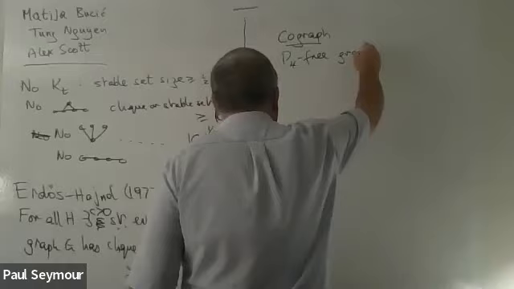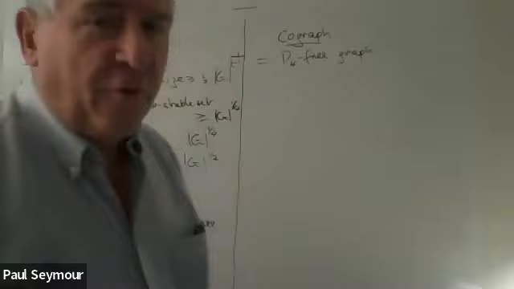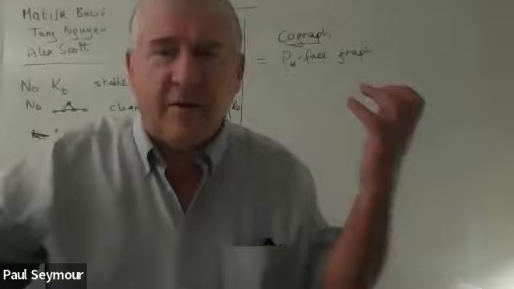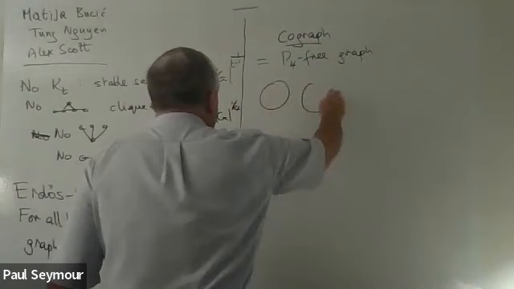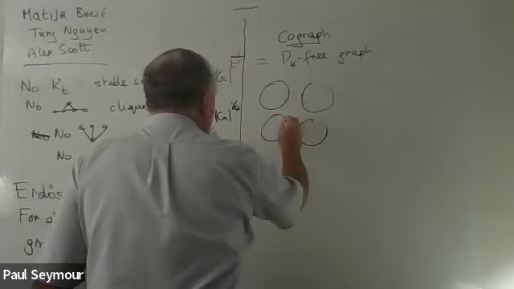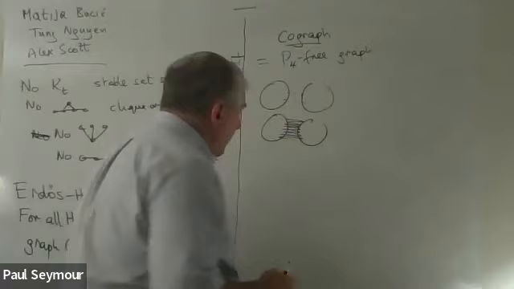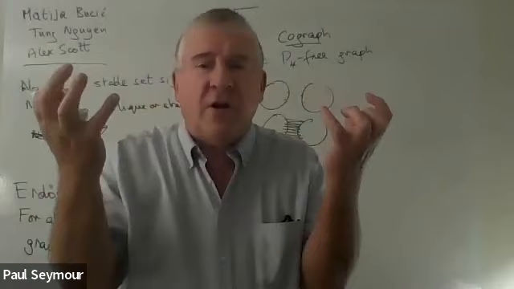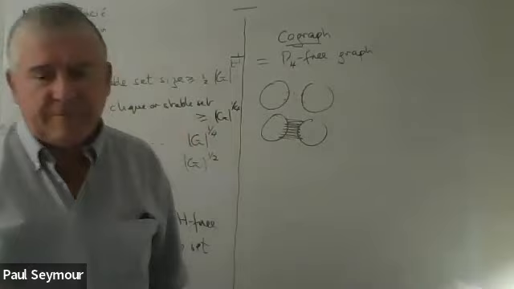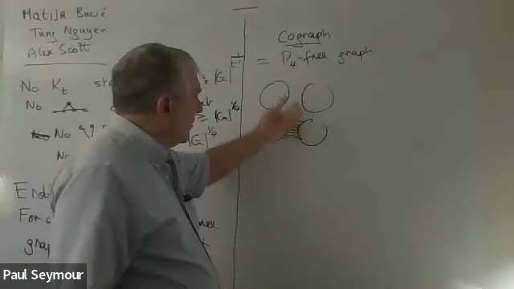P4 means the path with four vertices. Not length four, it's four vertices. And cographs have the nice property that they're either disconnected or the complement is disconnected. For any cograph, it's either the union of two smaller cographs with no edges between, or it's the union of two smaller cographs with all edges between. So either the graph's disconnected or the complement is disconnected, unless it's only got one vertex. And you can build them that way. You just start from one vertex graphs, and you're allowed to take disjoint unions, and you're allowed to take complete joins, which is you take two graphs and make each of these adjacent to each of those. And that's another characterization of cographs. It's the graphs you can build by this process.